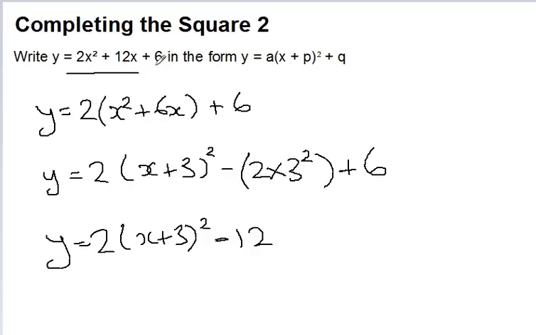So just to summarize that, because there were quite a few steps in there, first of all you factorize this part, but you only factorize the number out, so you get 2 times x squared plus 6x, and leave this plus 6 alone. Then you can half the coefficient of x, and you have the 2 times x plus 3 all squared. Then you can take away that extra 18 that you get from expanding all this out, and you can take that away by just doing 2 times 3 squared, and then you can just leave your plus 6 on the end, and then simplifying it all out gives you the correct answer.